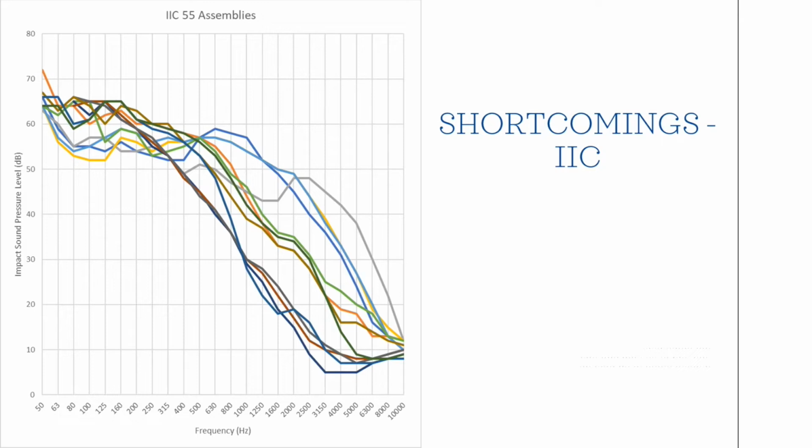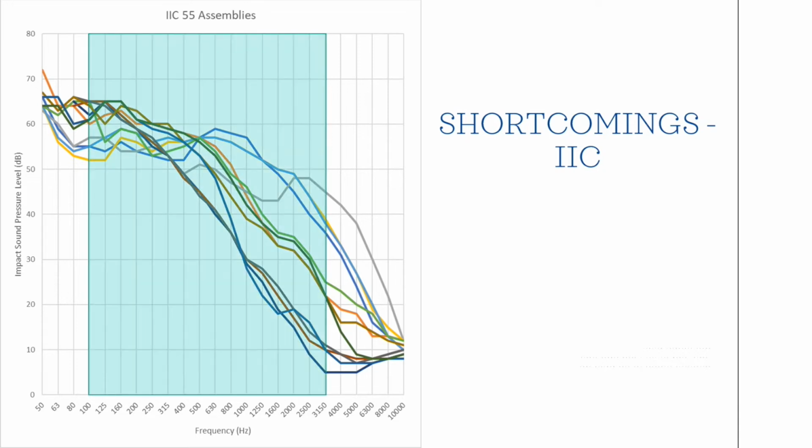So I talked about how for the IIC, you measure those sound pressure levels and you get this curve, right? And those curves can vary significantly. So here we have a bunch of different assemblies that were measured. Each colored line represents the measurements of the impact sound pressure levels for an assembly. All of these were an IIC 55. So they got the exact same IIC rating. But if you look at the curves, they all sound very different.